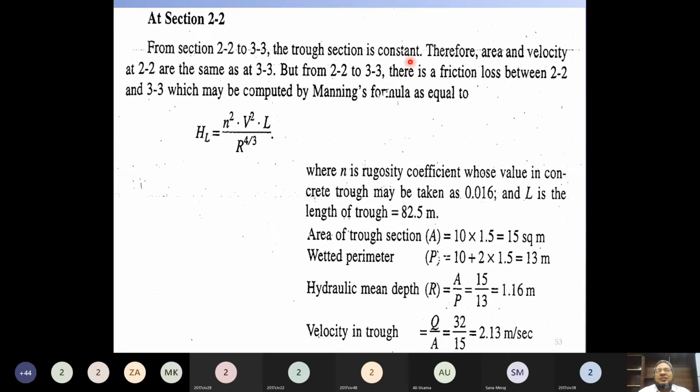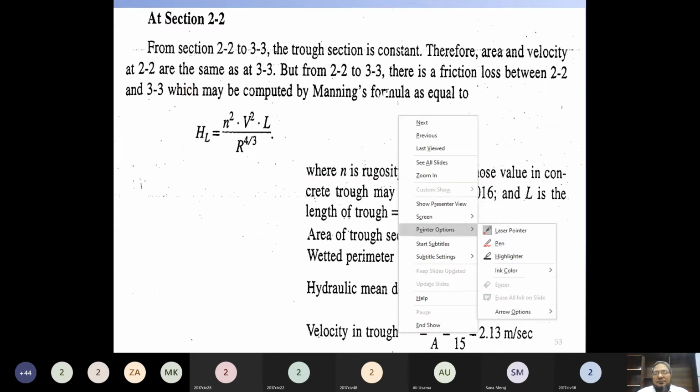From section 2 to 3, the trough section is constant, which is rectangular. So whatever velocity you have computed at section 3, the same would be the velocity at section 2, and the same velocity head. So we now have to compute the head loss using Manning's equation, which says that head loss is n square into V square into L over R power 4 over 3. If you put these values here, the cross-sectional area is 10 into 1.5. And Manning's n we will take for concrete as 0.016. Okay, this is the Manning's n value for concrete.